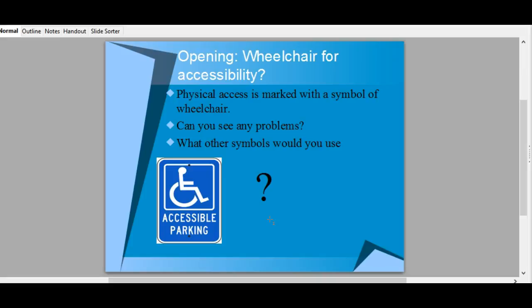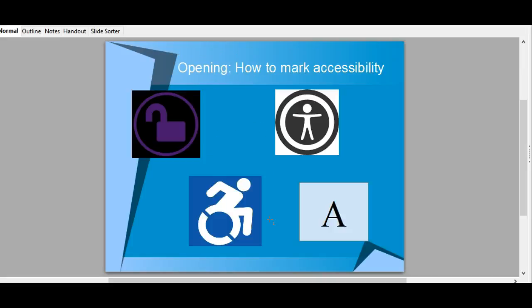pretty static. I wonder if you can see any problems with that and what other symbols would you use. So take a minute or two and think about it. And before I show you the next slide, I want you to think of at least one idea how you would designate accessible places differently, not with a person on a wheelchair. And here's a few ideas that I would like to share.